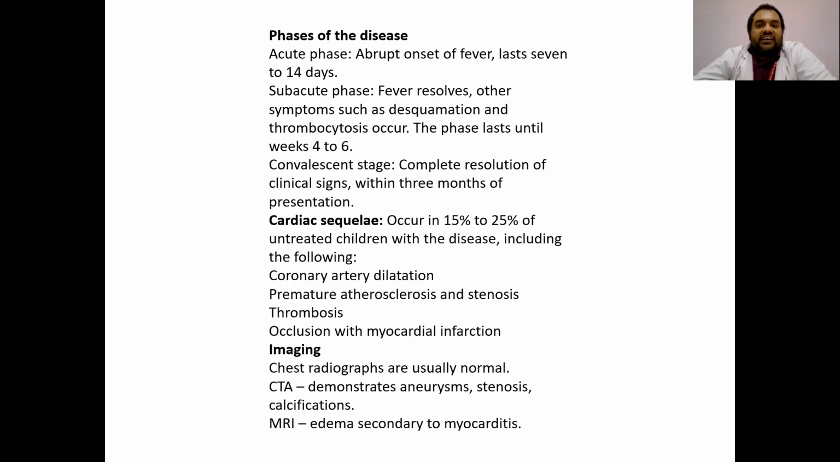Cardiac sequelae occur in 15 to 25% of untreated children with the disease, including the following: coronary artery dilatation, premature atherosclerosis and stenosis, and thrombosis, occlusion with myocardial infarction. Imaging: chest radiographs are usually normal. CT angiography demonstrates aneurysm, stenosis, calcification. MRI shows edema secondary to myocarditis.